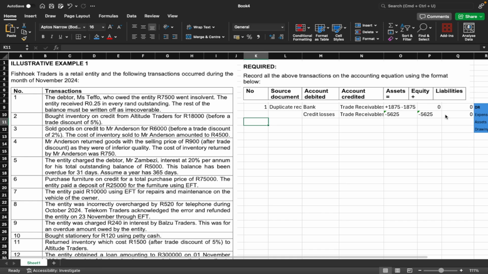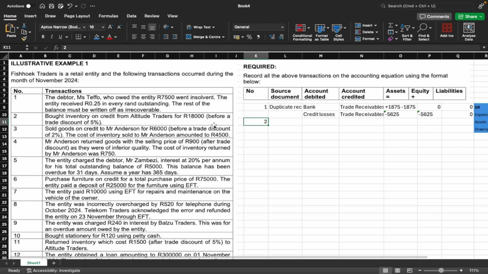I hope that was easy enough and it made sense. Bought inventory on credit from Altitude Traders for 18,000 rand before a trade discount of 5%. Well, what do we have here? What is our debit and what is our credit? What I'd encourage you to do here, as we do with all our other lessons, is to pause, attempt it, and then once you are done, you can press continue and see and gauge whether you're understanding this concept and you're able to do it quite easier. And if you made mistakes, you'll be able to pick it up quite easily and rectify them and ensure that you don't make them in the future, as opposed to just listening and following along without having tried these questions. Okay, so let's move on with number 2.